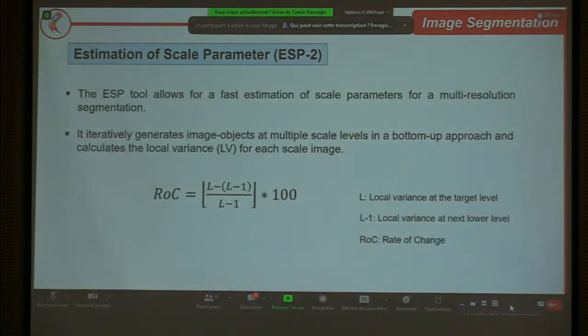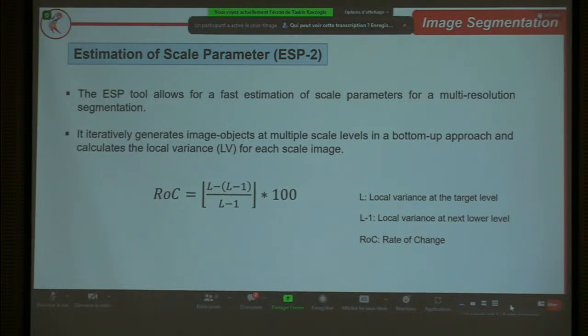For this purpose, Drăguţ and his colleagues developed a model, and then they improved it. It's called Estimation of Scale Parameter. It's from a published paper. This tool you can use with the eCognition software, if you have one. In the eCognition software, you can use this algorithm, the tool, to estimate the optimal scale value. I will show you the graph.